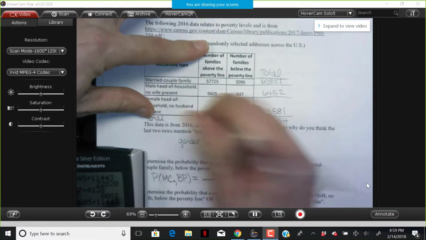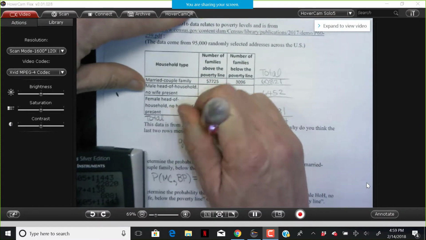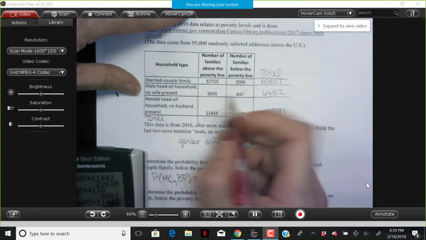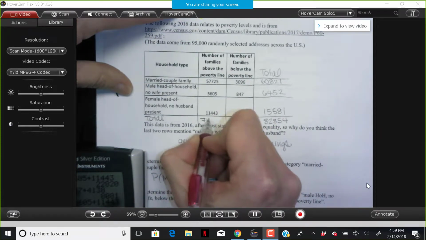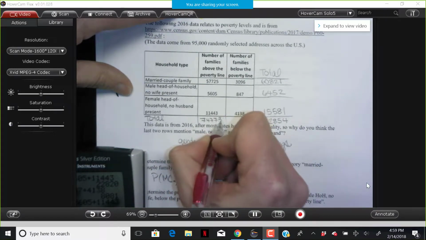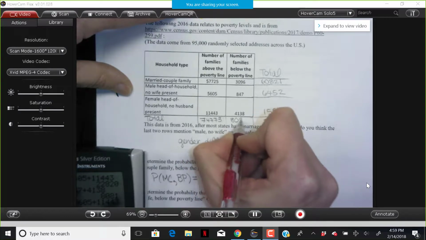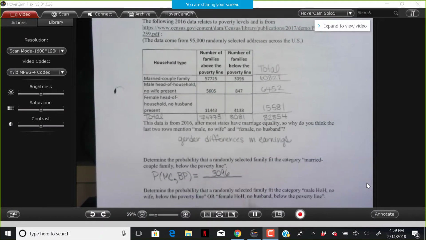I don't know that I need all of these numbers. Ooh, this is something. That's great. I forgot a digit. Okay. So either way, the total for everything is 82,854.